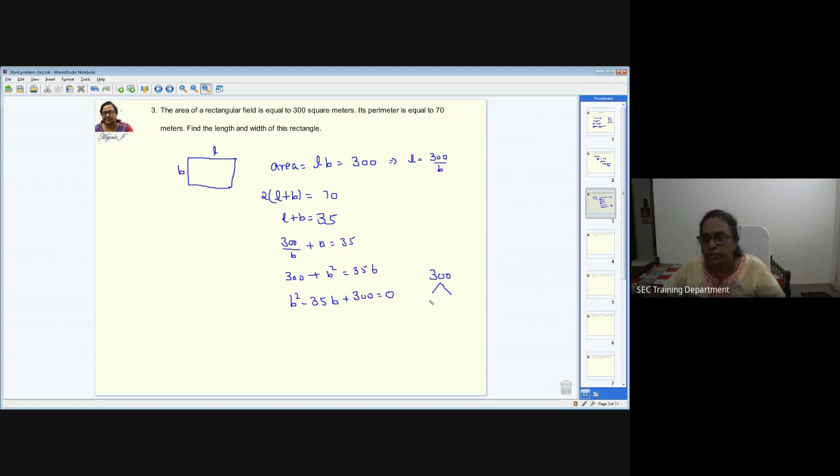So we can consider different factors. For example, you can take 30 and 10, but 30 plus 10 is 40, whereas here it is only 35.